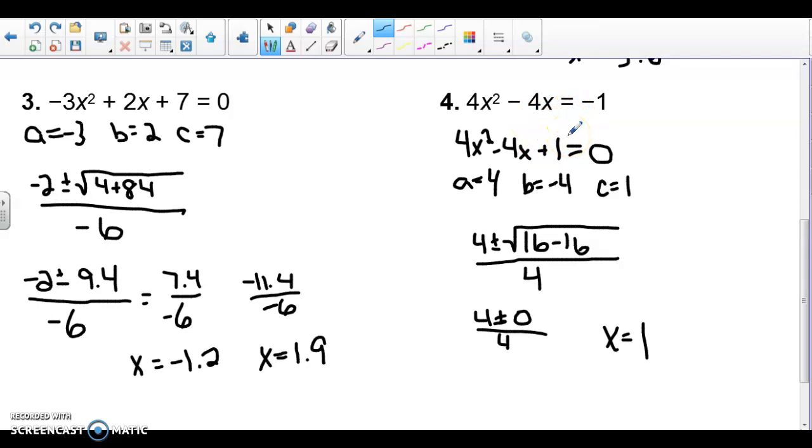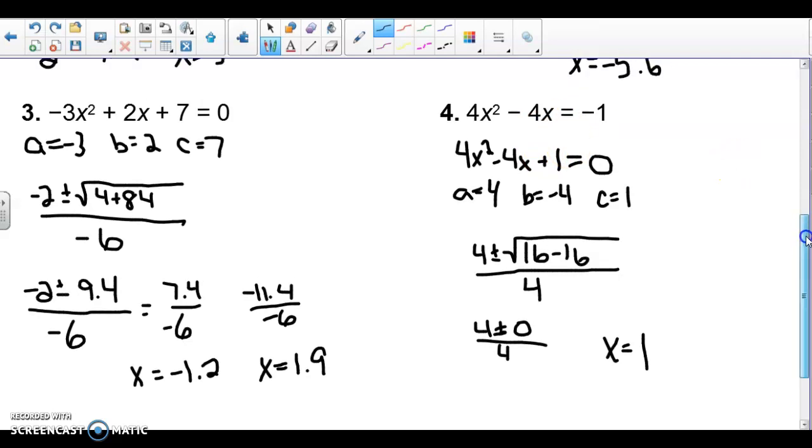And then, once you do negative b plus or minus b squared minus 4ac over 2a, you'll notice that inside the radical sign you get 0. So it would be 4 plus or minus 0 over 4, which is just 1. There's only one answer, which must mean that the vertex is on the x-axis. That's why you would get one answer. Alright, so if you want to pause the screen, look through the work, and if you don't agree with something, please put it down on the question sheet.